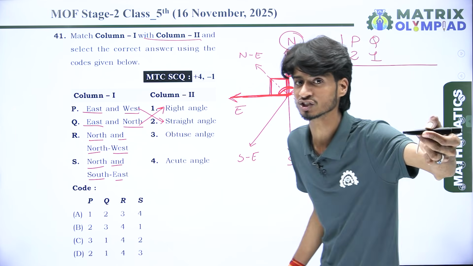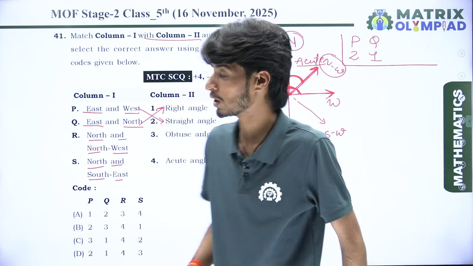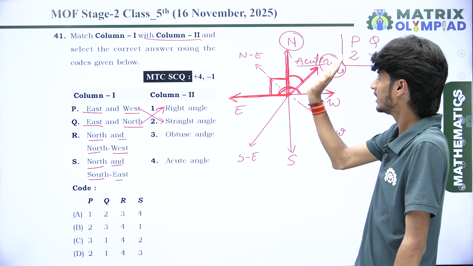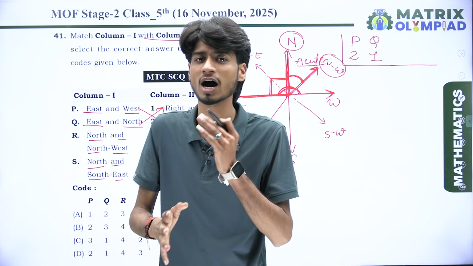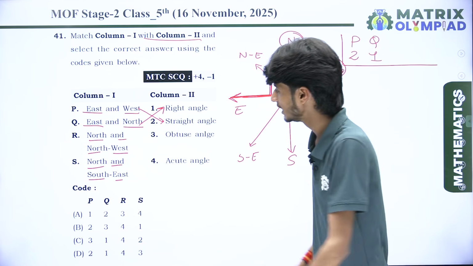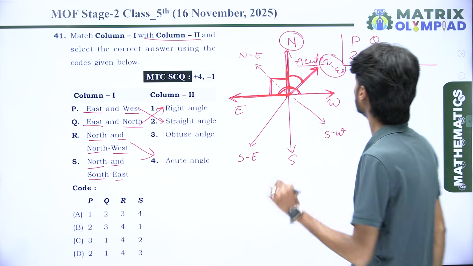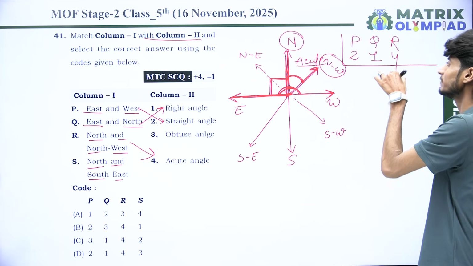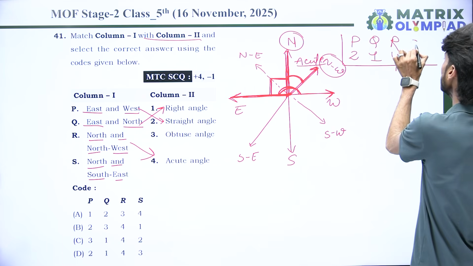If you want to find out the proper calculation, then you find the half of a right angle. Yes or no? Because northwest is in the middle of north and west, and middle means we have half of 90 degrees, which is equal to 45, and 45 is an acute angle. So R matches with point 4. So indirectly we say that S matches with 3.